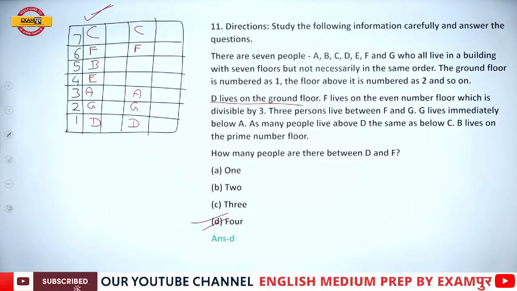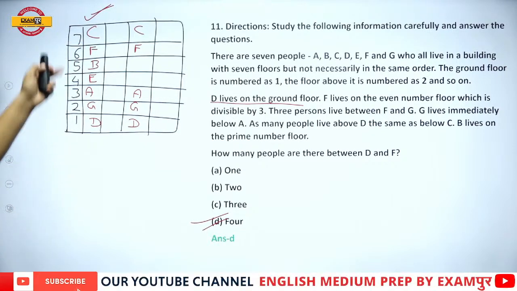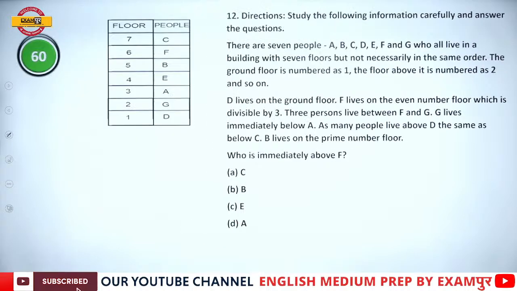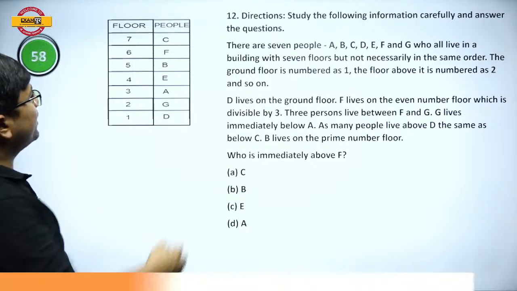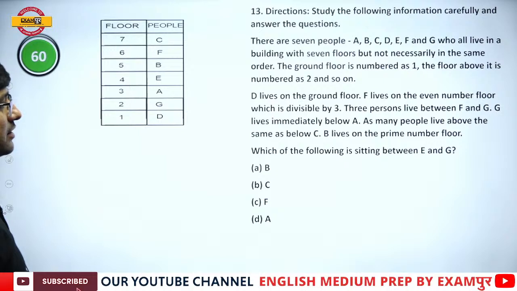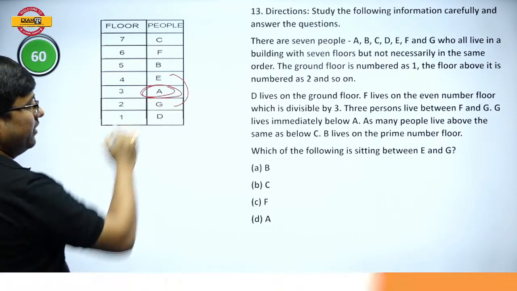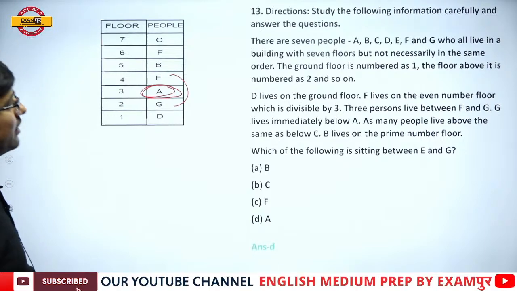Number of people between D and F is 1, 2, 3 and 4. Okay, option D, that is 4. So, C F B E A G D, okay. Now, who is immediately above F? Immediately above F is C. Next, which of the following is sitting exactly between E and G? Is A. Answer is option number D, that is A.